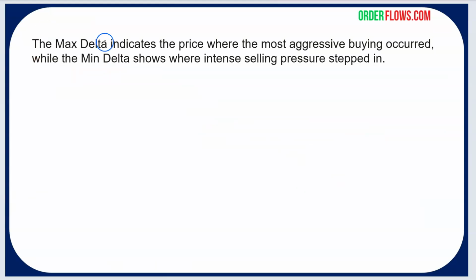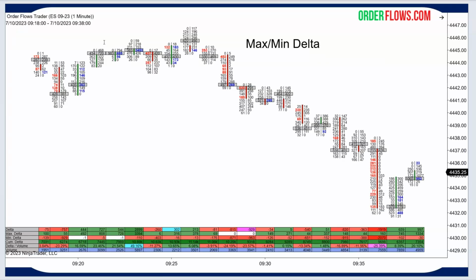Now, the max delta indicates the price where the most aggressive buying occurred. The min delta shows where intense selling pressure stepped in. So max and min delta, the importance, just really quick, because it's important to note. Zero max delta, right? This is the max delta here. So that's basically telling me that, at this point, aggressive buyers were not in control. It doesn't mean that there were no aggressive buyers. It's telling me that at no point were the aggressive buyers in control.